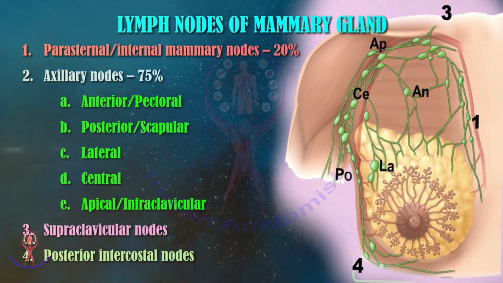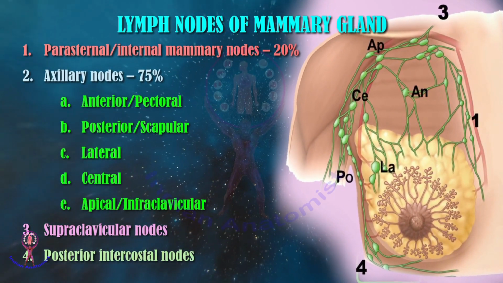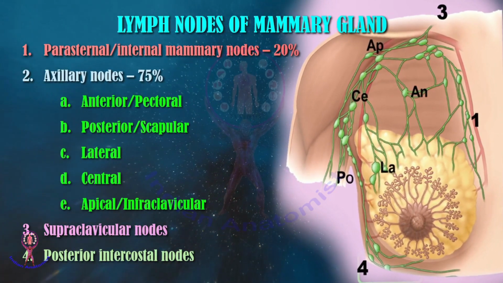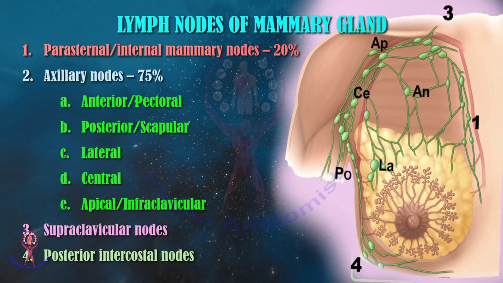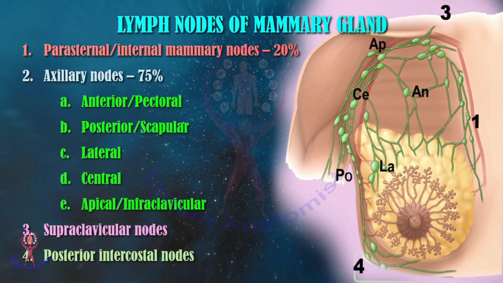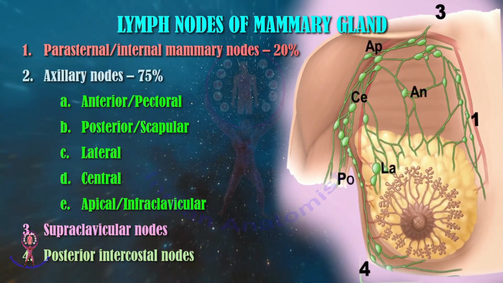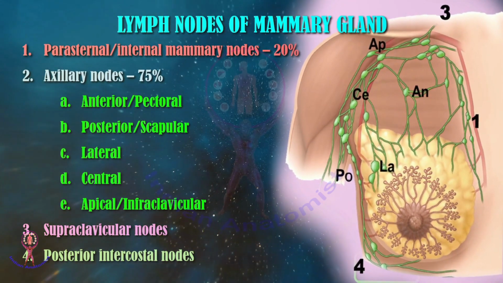They are: Number 1 is the parasternal, or internal mammary, group of lymph nodes that drain 20% of the lymph from the gland. On the other hand, 75% of the lymph from the gland is drained by the axillary group of lymph nodes. These nodes are further grouped into anterior, posterior, lateral, and central nodes. All these nodes finally drain into the apical group of lymph nodes.